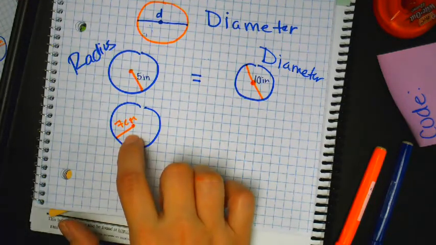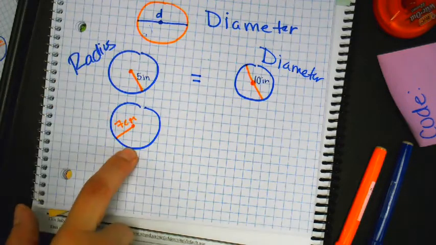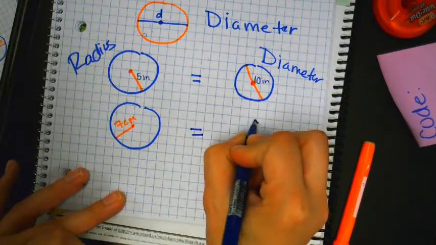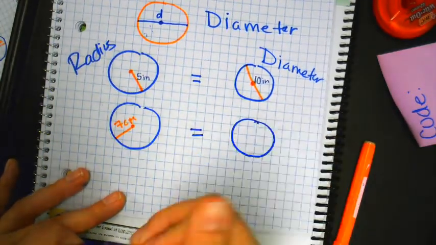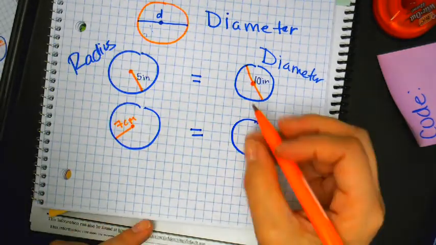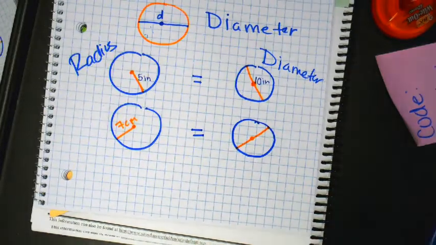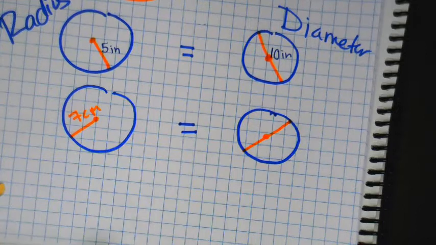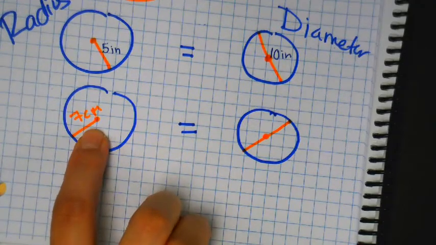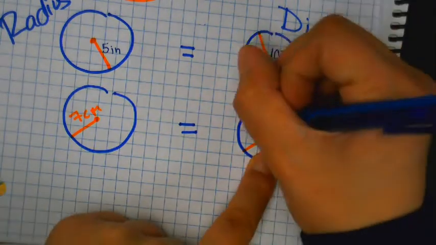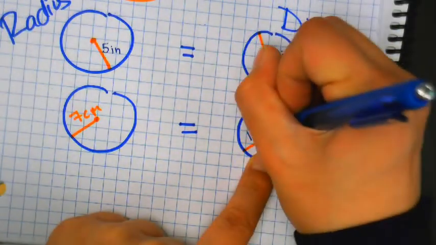This circle has a radius of 7 centimeters. I'm going to do its identical twin. But this time, the line goes all the way through. What does it measure? 14 centimeters. So if this one's 7, what's 7 plus 7? 14. So this measures 14 centimeters.